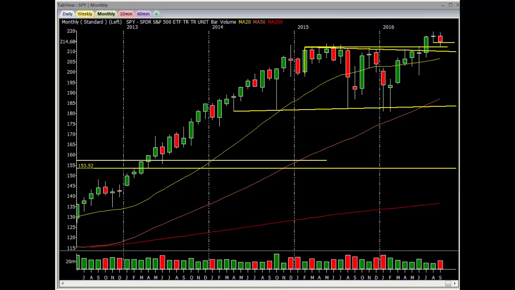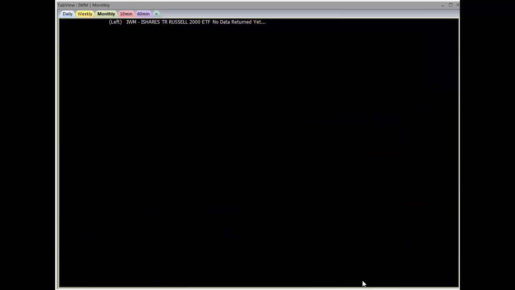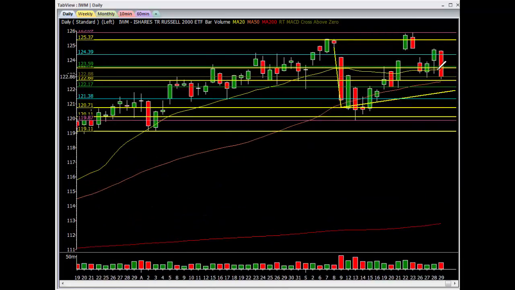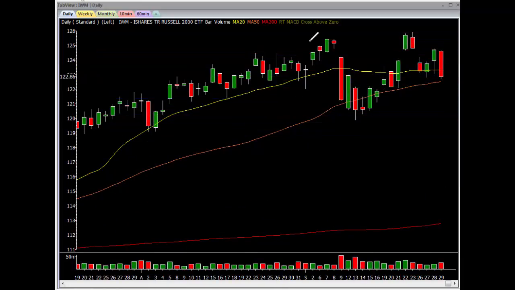Anyways, so IWM, let's get into that one. Again, lagging indicator, going right into that same area again, that 125 area. You can see it better on the weekly. But came back in, pulled back, inside bar, nice reversal, closed below the 20 MA. Actually, you know what? Let me get rid of all this garbage.